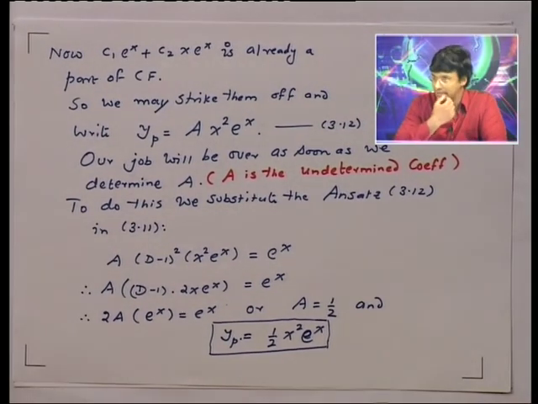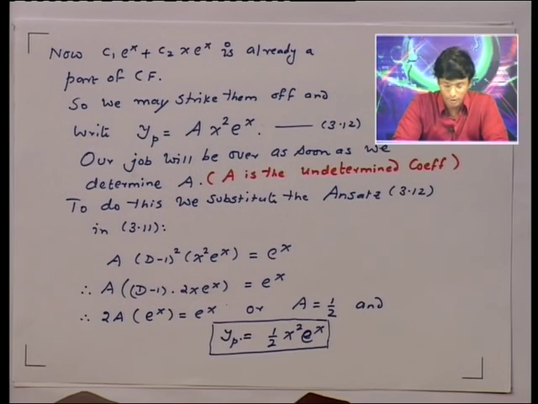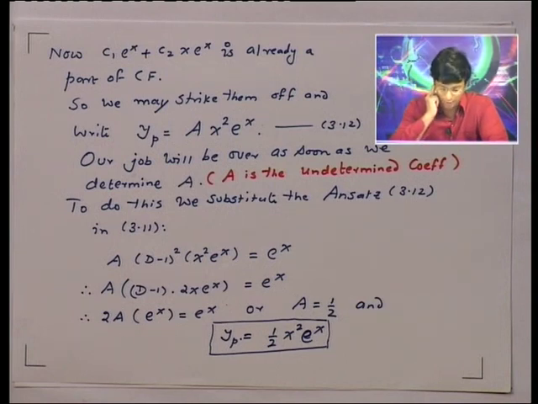Okay, so the comments that I made are now explicitly written here. Since c1 e to the power x plus c2 x e to the power x is already a part of the complementary function, we may strike them off and write down yp as a x squared e to the power x. Our job will be over as soon as we determine a. A is the undetermined coefficient. So now how do you find this undetermined coefficient?